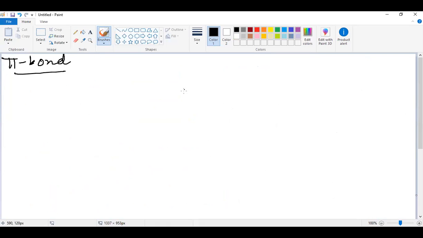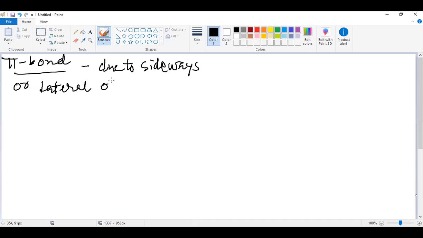Okay, then let us understand some other characteristics of pi bonds. In the last period we have seen that the pi bond, due to sideways or lateral overlap, has weak overlap.